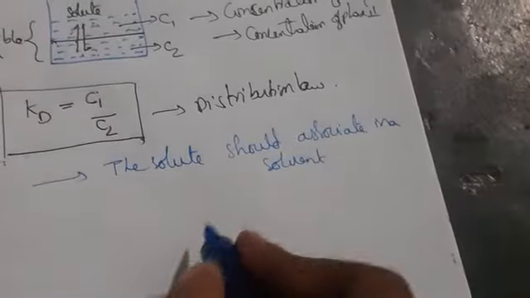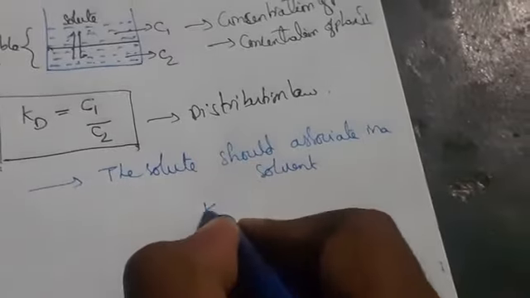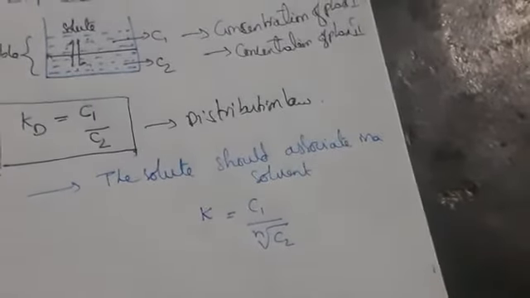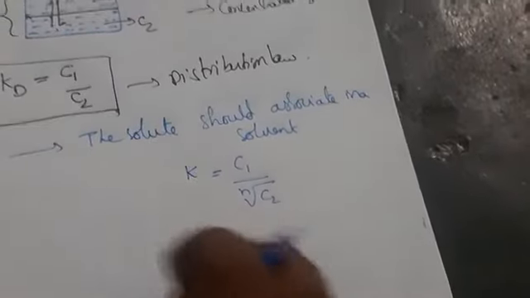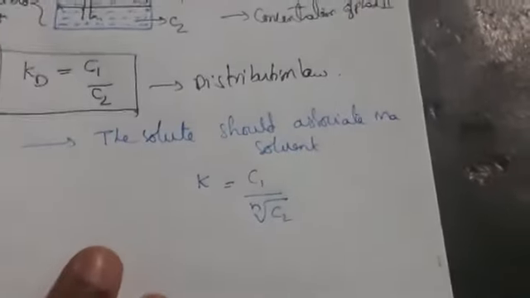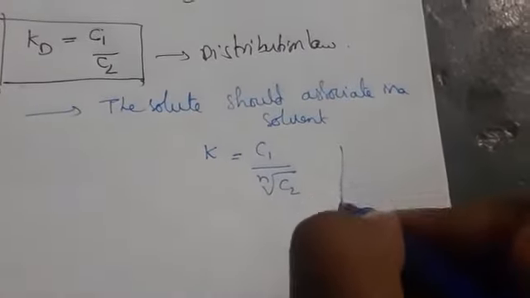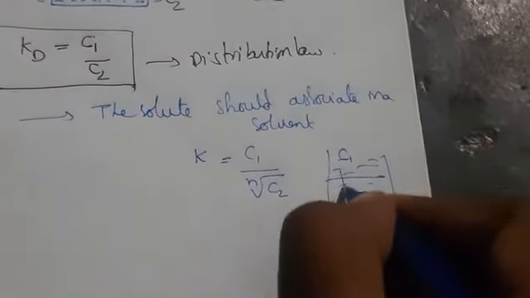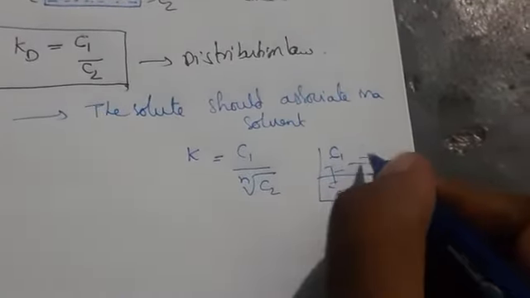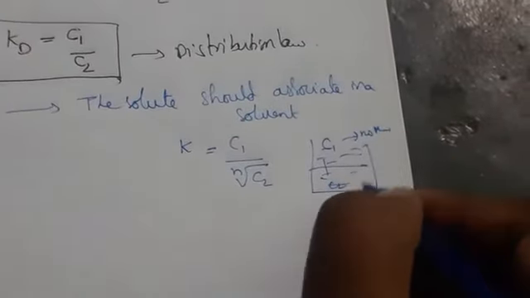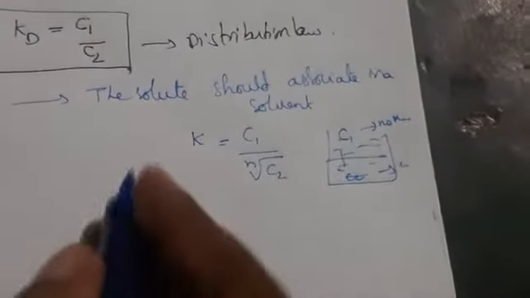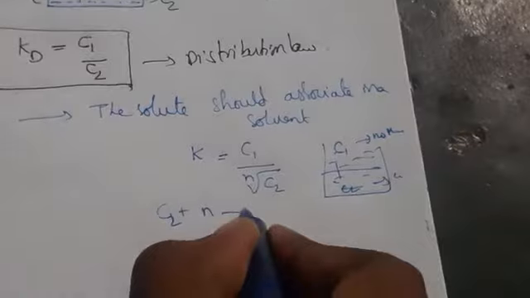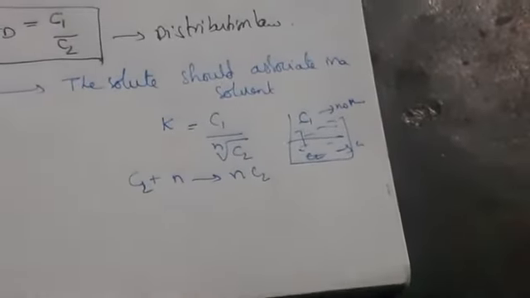Here we can say K is equal to C1 by n root C2. We got this because only the second phase is associated, not the first phase. I'll explain, see here. I have taken immiscible layers, and here the phase is C1 and here C2. There is no change in the first phase and there will be a change in the second phase. So C2 plus n gives rise to nC2.